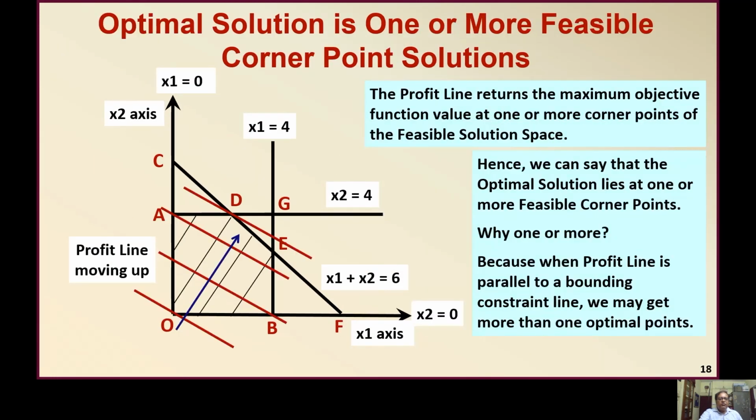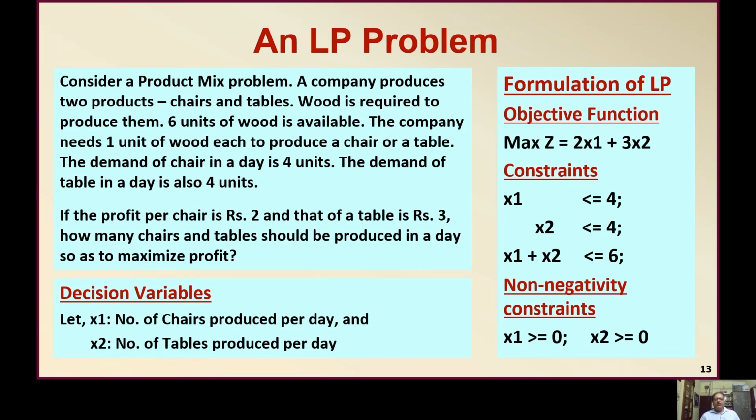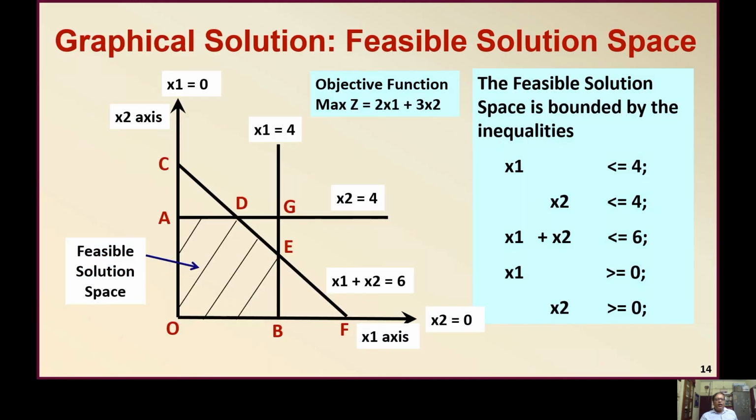Let me go back to that graph once again. So you see we have this problem: maximize z equal to 2x1 plus 3x2 subject to x1 less than or equal to 4, x2 less than or equal to 4, x1 plus x2 less than or equal to 6, and non-negativity constraints x1 greater than or equal to 0, x2 greater than or equal to 0. Then we plot them in a graph, and in this graph we find that the boundary constraints are x1 equal to 4, x2 equal to 4, and x1 plus x2 equal to 6.